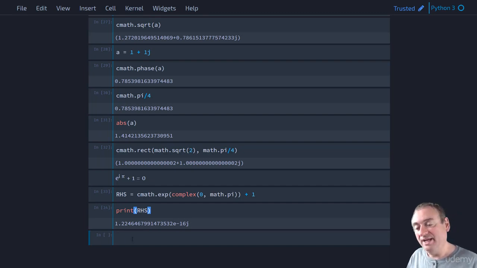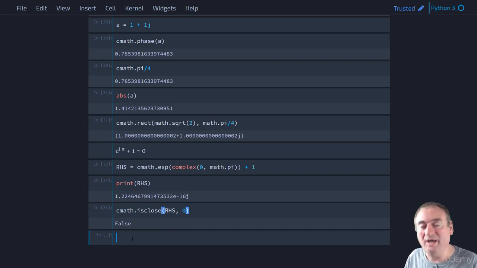Now, we can therefore try and see, well, is it close enough to 0? Just the same way we did with floats, we're going to use the isClose function. Now, we can't use the isClose function that's in the math module, but there is one available, fortunately for us, in the CMath module. So we can say cmath.isClose, and we can take right-hand side, which we just calculated, and 0. And if we do that, we're going to get false. Why are we getting false? It's really close, right? This number here is really close to 0.